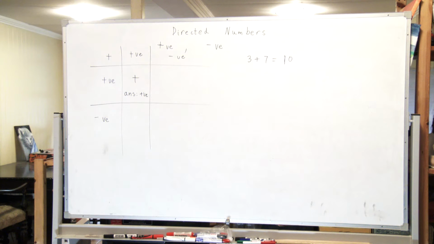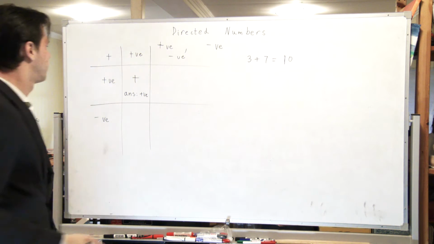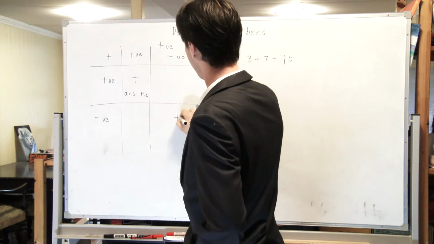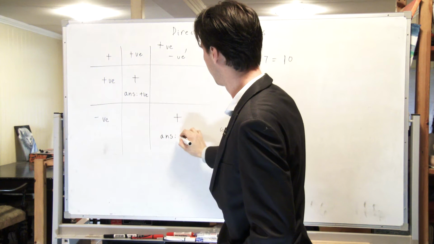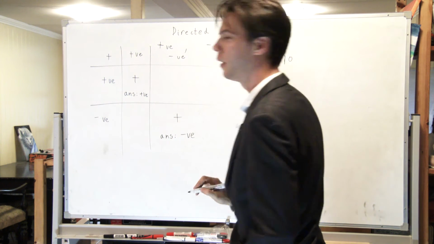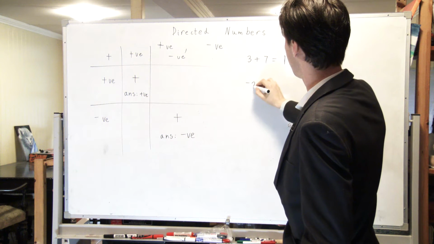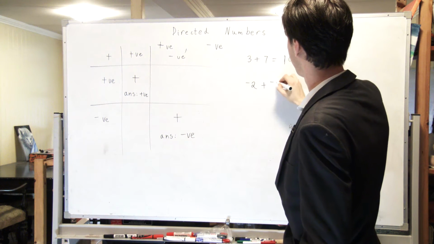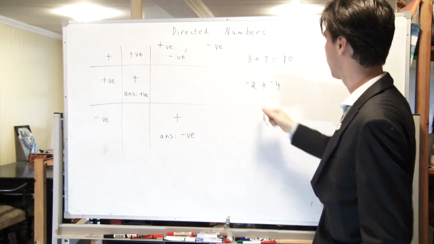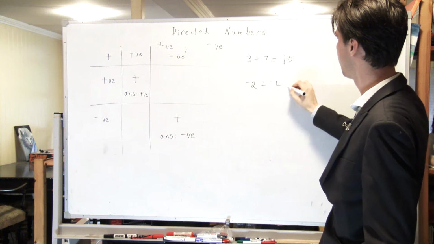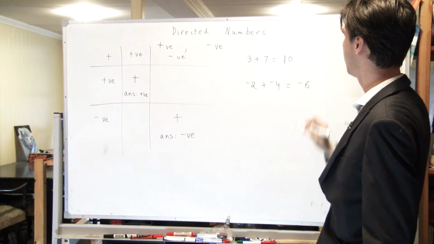The other simple case is if you're adding a negative number to a negative number. In that case, you add them as normal, but your answer is negative. So let's say we have negative 2 plus negative 4. I just ignore the signs and I look and I have 2 plus 4. Add them together, that makes 6, and make my answer negative.